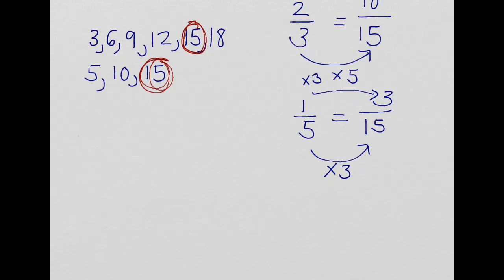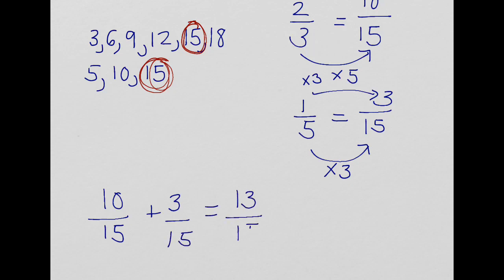So now writing my question out with my new denominators, I can write 10/15, so these are my new equivalent fractions, plus 3/15, and that's 13/15, which is great.